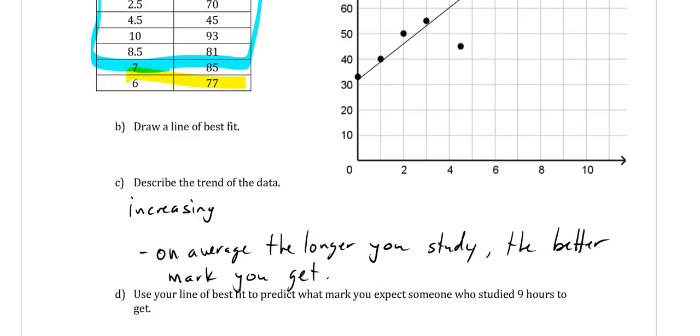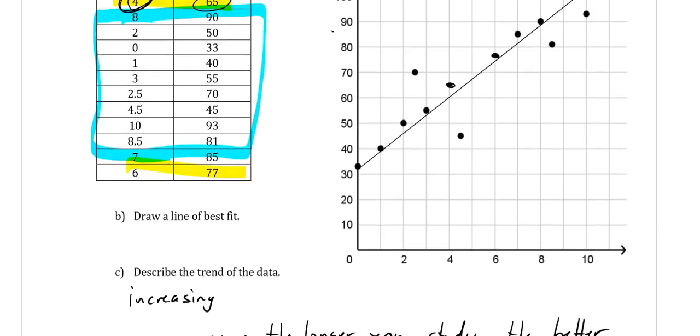Studying longer gets a better mark. The more you study, the higher your mark. Something like that. Talking about the two labels, right? Like this is mark and this is time studying. So when you are describing the trend, you should be mentioning those two things. As this increases, this increases. Or as this increases, this decreases. What would that mean? Those other ones that we looked at that are going down.